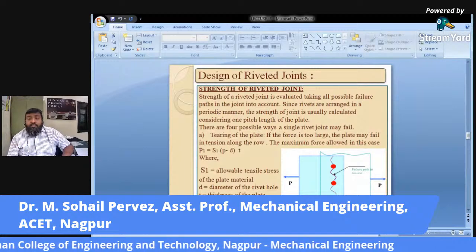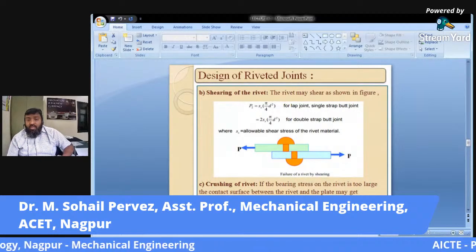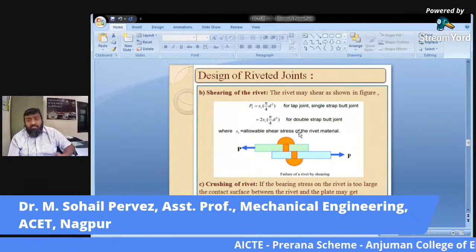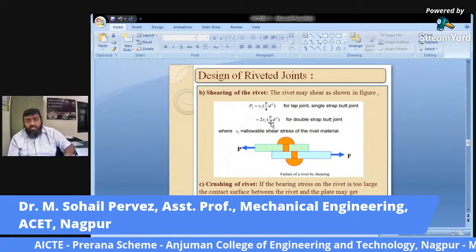The next is shearing of the rivet. It may happen that the rivet may shear. For a lap joint, we may use a single strap butt joint. For a double strap butt joint, it's a double shear.